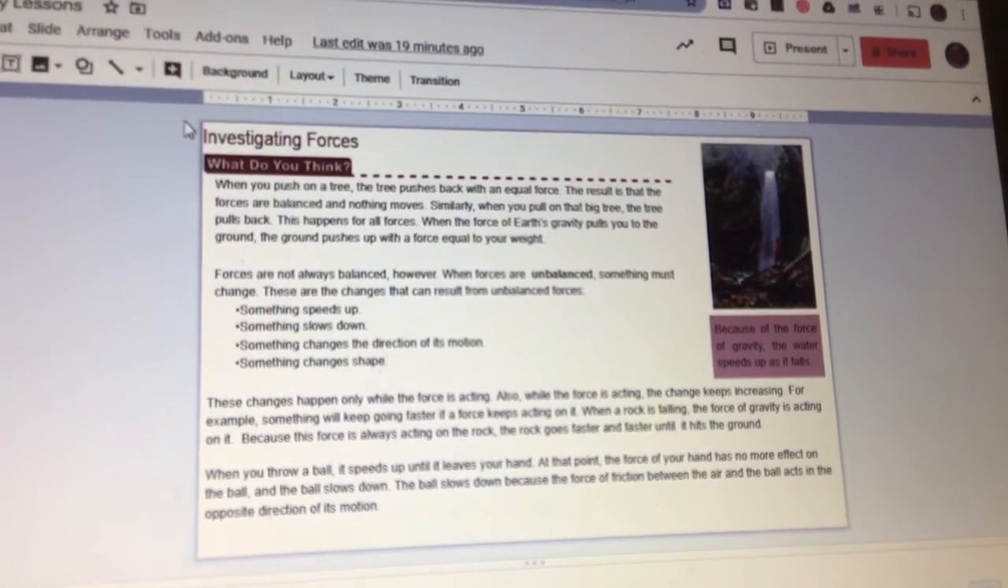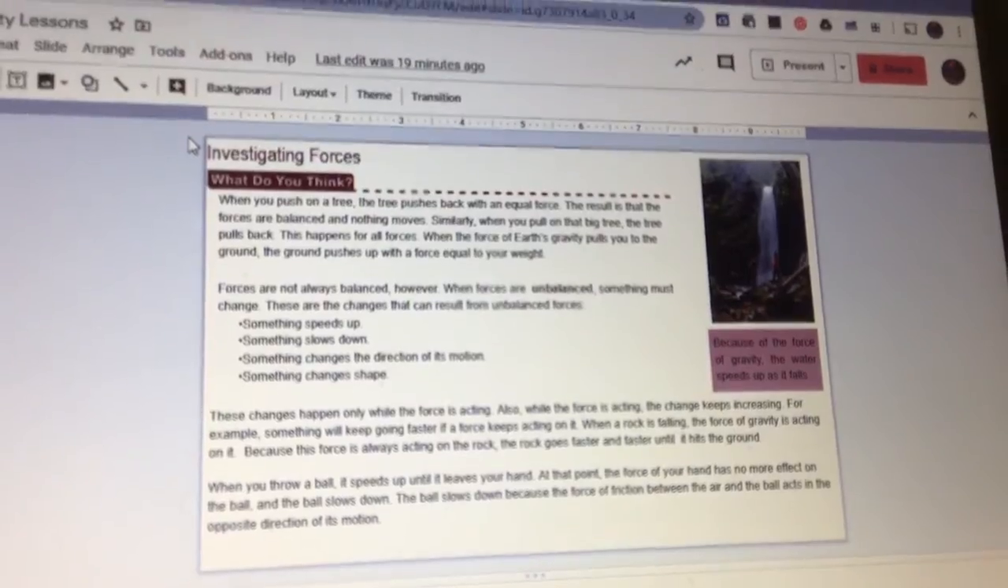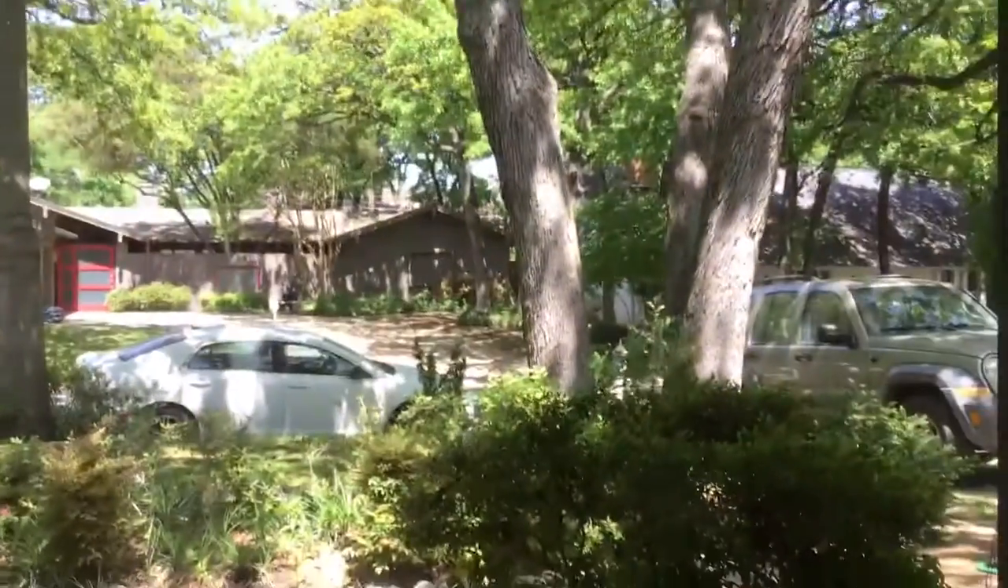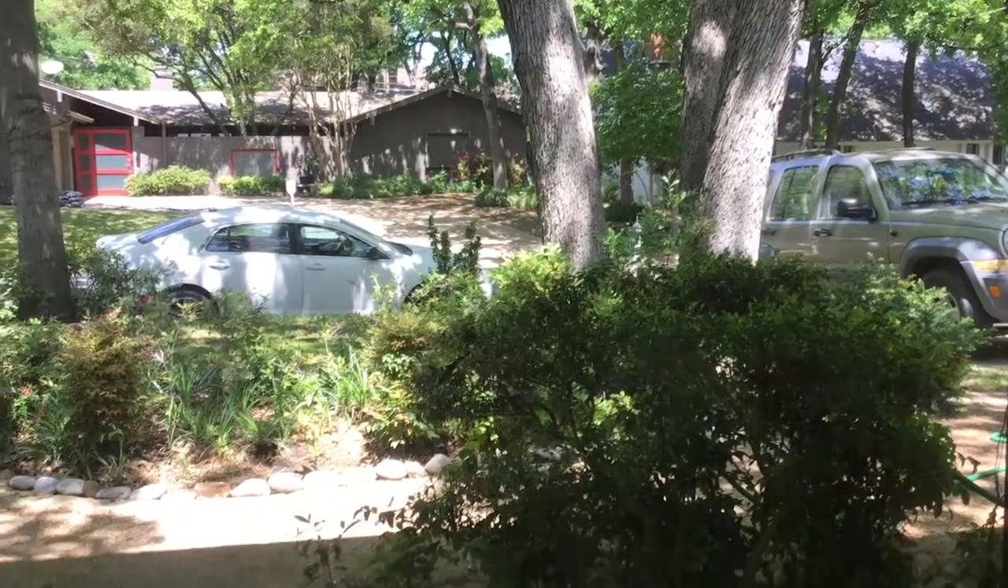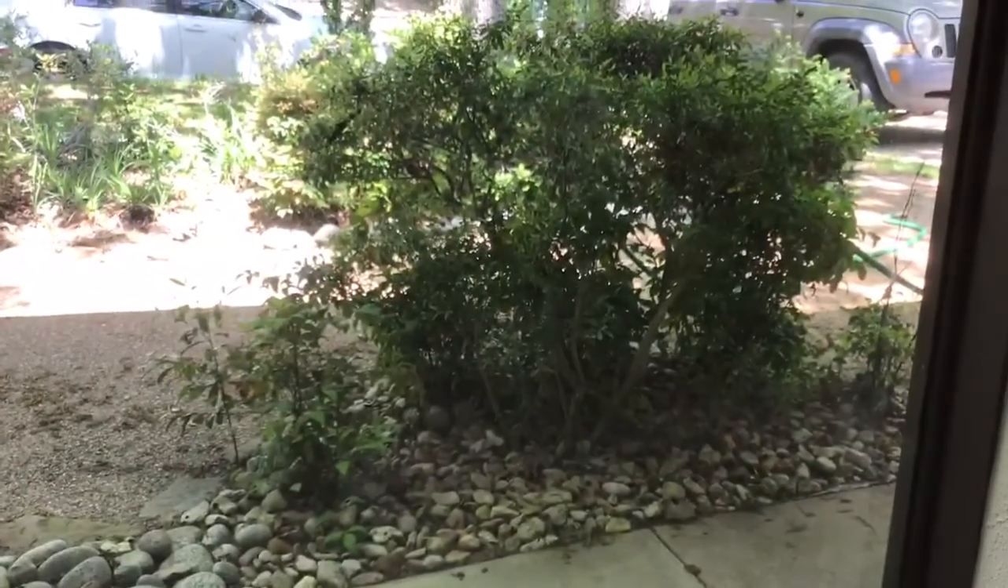Now, if it's a tree that is really small, like I have these big, huge trees out here in my front yard. If I push on one of those big trees, nothing's going to happen. But I have these little bushes right here.